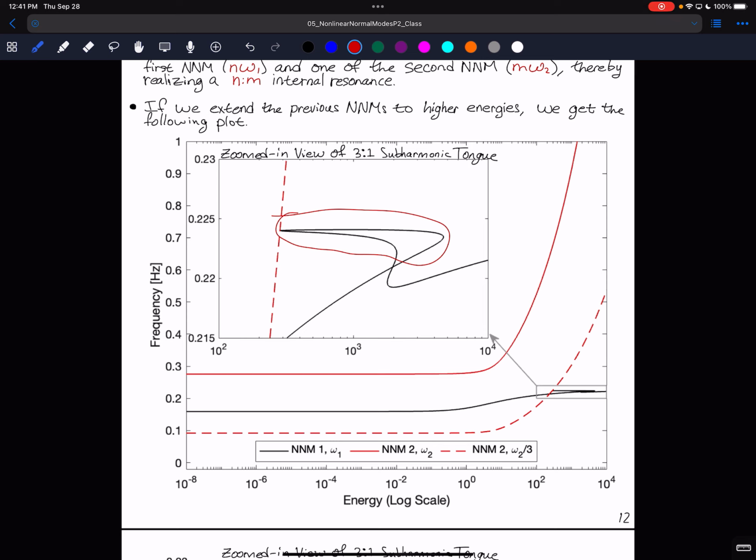So what we've done here, and you can see I've labeled these as NNM1, NNM2, just for simplicity here, is I've taken the frequency of NNM2 and divided it by 3 and projected it onto this as the dashed red line. If we zoom in on that tongue, what you end up finding is that exactly at the tip of the tongue, like right here, it touches that dashed red line. And that's how you can tell that this is now a 3-to-1 subharmonic tongue where the first and the second NNMs will resonate with each other.